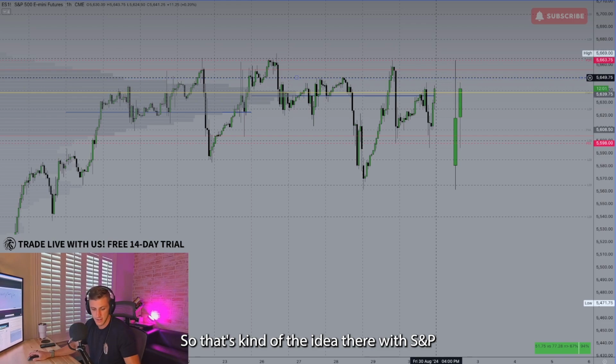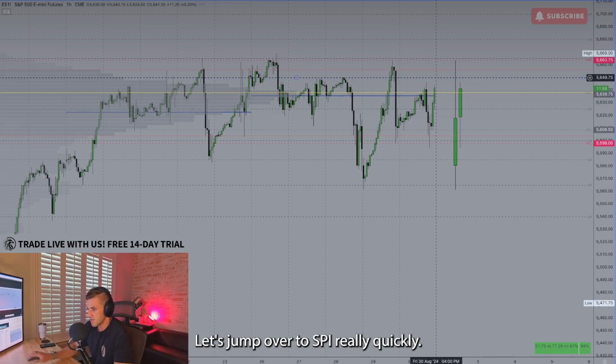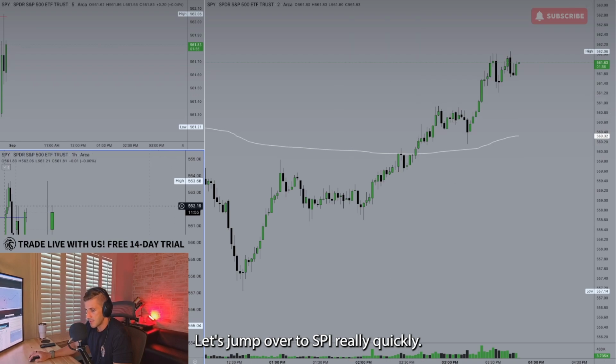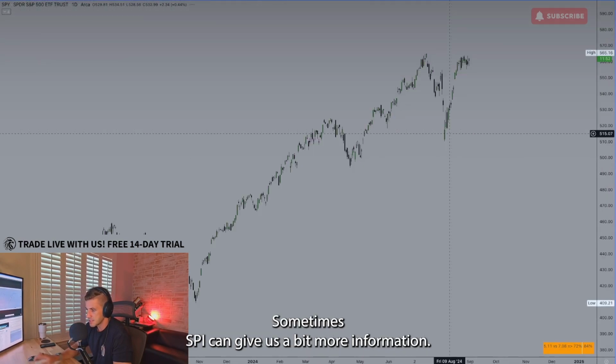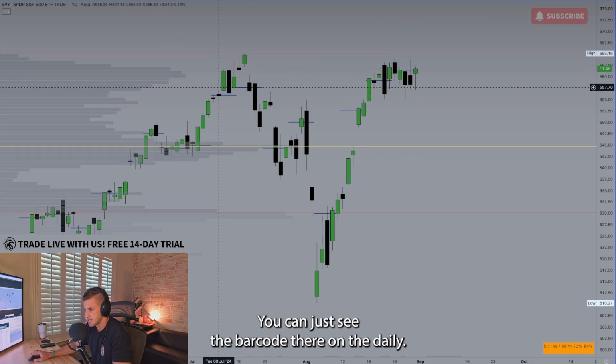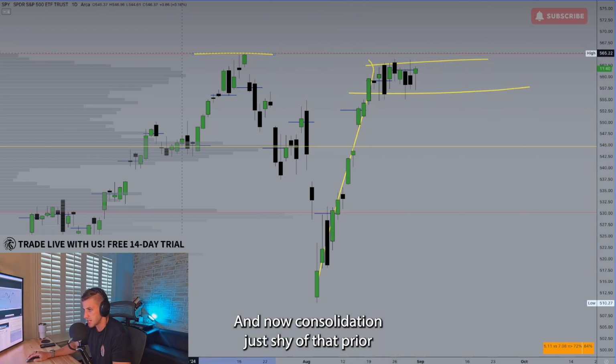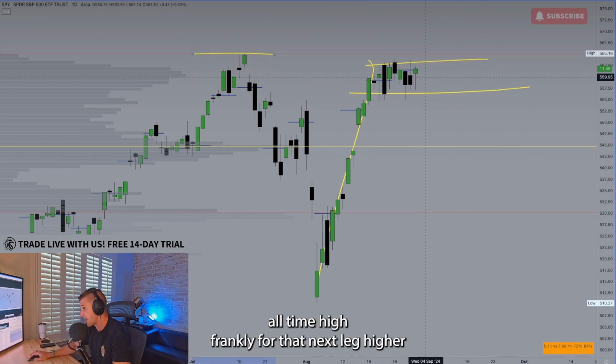So that's kind of the idea there with S&P. On ES, let's jump over to SPY really quickly. Sometimes SPY can give us a bit more information, and in this case, definitely not. You can just see the barcode there on the daily. So to me, what this looks like is a big rally off of the lows, and now consolidation just shy of that prior all-time high, frankly, for that next leg higher.